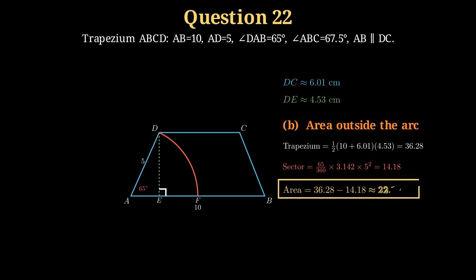So the area outside the arc is 36.28 minus 14.18, about 22.1 square centimeters. Well done. That's question 22 complete.